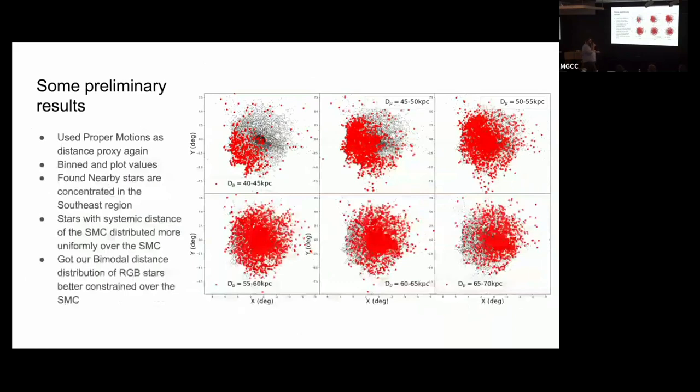I use again the proper motion as a proxy for distance. In this case, I just cut at 5 kiloparsec and see what happens across the SMC. And we can see that the eastern side shows the most prominent subpopulation of nearby stars, while the stars which are at the systemic distance of the SMC are more evenly distributed across the SMC. So we are confirming what we found with less data.